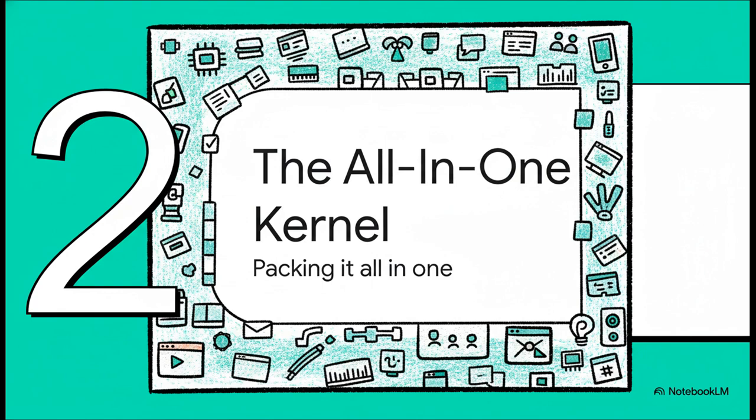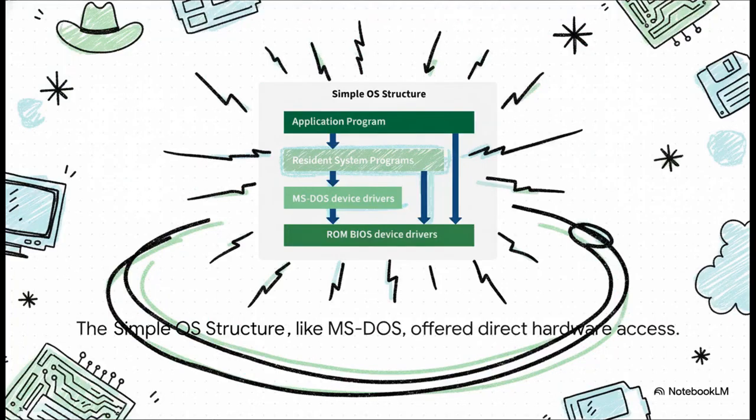So where did this all start? Well, with the simplest idea you could possibly imagine. Let's just throw everything into one big box. Take a look at this early design. This is what systems like MS-DOS used. You can see the application right up top has a straight shot to the hardware drivers. Sometimes it wouldn't even bother going through the OS. Now, this made things incredibly fast, but it was also like the Wild West of computing. There were no rules and absolutely no protection.